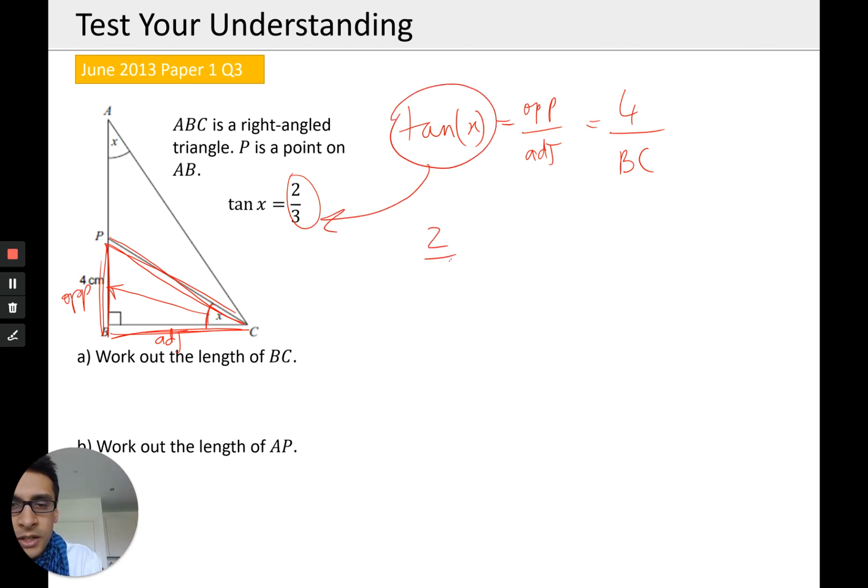So 2/3 is equal to 4 over BC. And then from that, you can obviously see, you just multiply everything by 2. So BC will be 6 centimeters.